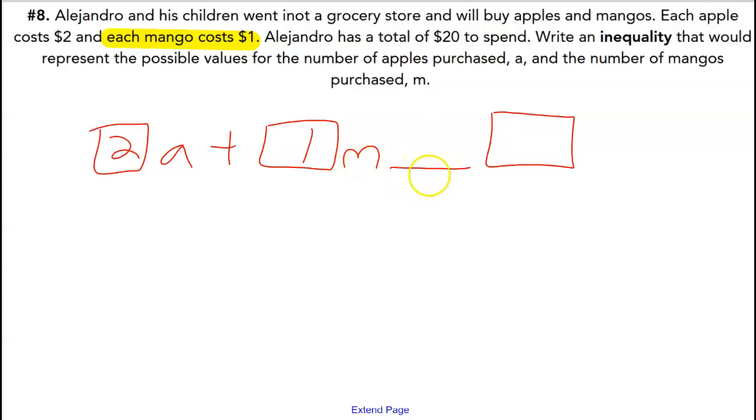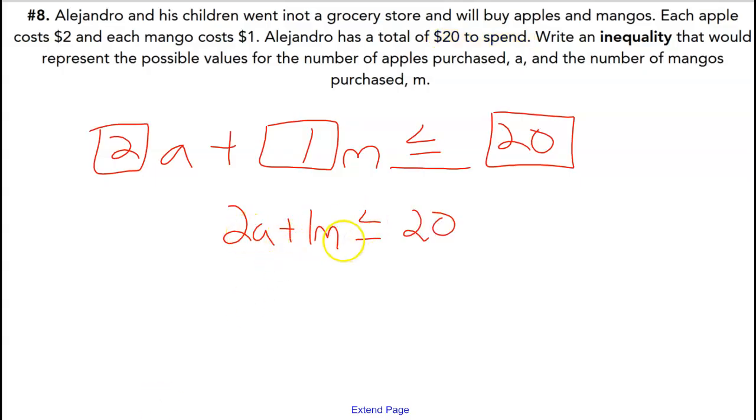And how about the inequality? What should the inequality be? Less than or equal. See, Alejandro has a total of $20, which means he can spend $20 or he can spend less than $20, but he can't spend more than $20 because he only has $20, right? And that last number is going to be, you guessed it, $20. So if I write it without the boxes here, we look at 2A plus 1M less than or equal to 20. And you don't have to put the 1, but I put it there just in case.